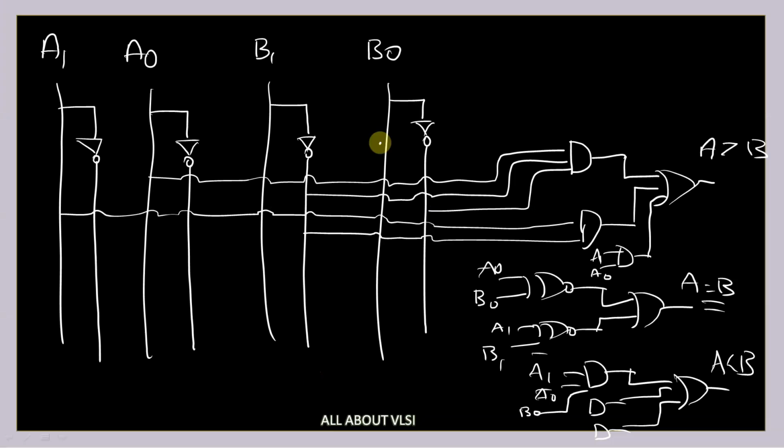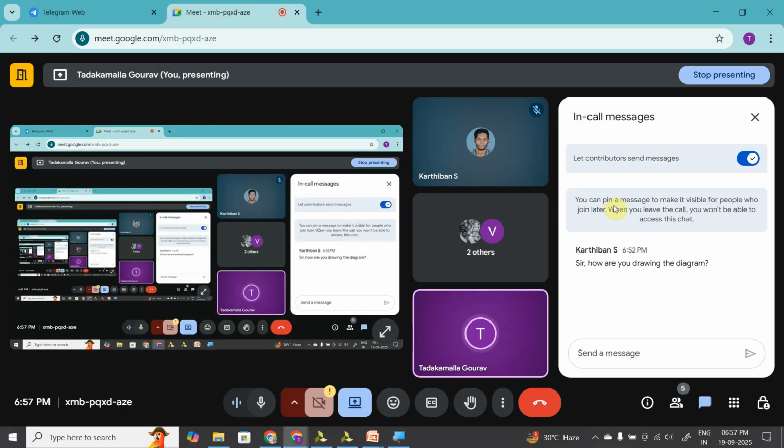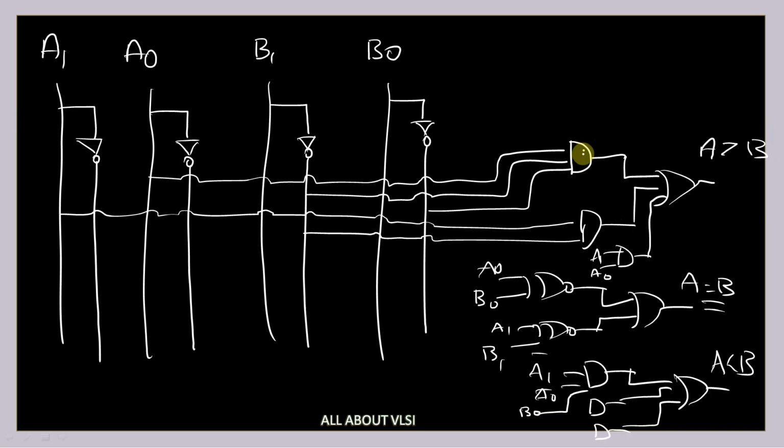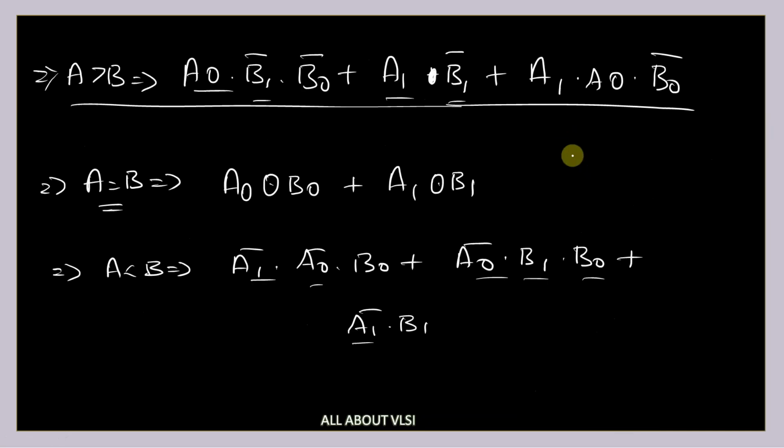And the outputs of NOT gates are fed to these AND gates. Up to here is it clear? Any doubts or any queries? Okay, great. Now we need to connect these inputs. So the first AND gate has inputs A naught, B1 bar, B naught bar. Okay, this is the input of your first AND gate.